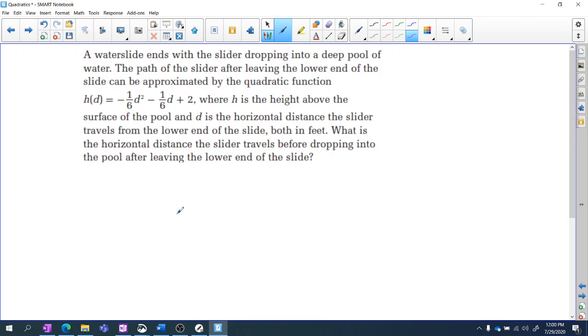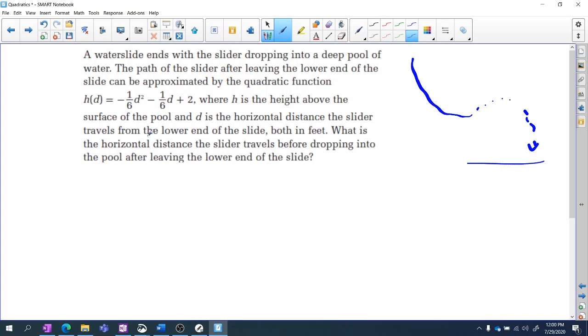So now we're just going to give questions context, meaning words. So the first example is where a function is provided in the question. So it's talking about a water slide. It said it ends with the slider, so the person coming down the slide, they drop into a deep pool of water. The path of the slider, so imagine someone's coming down a water slide. Right, they come down the slide, and then they come off the end of it, and they follow a parabola until they hit the water down below.